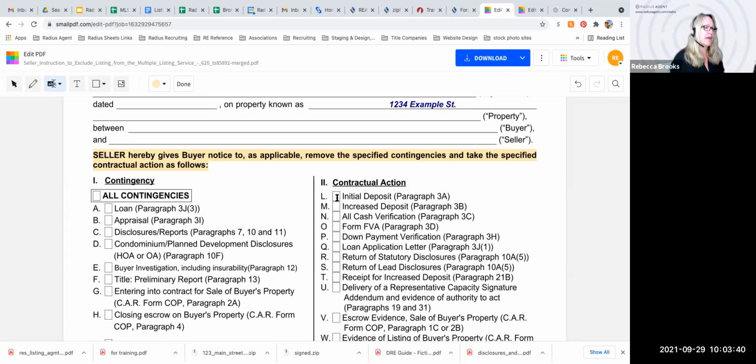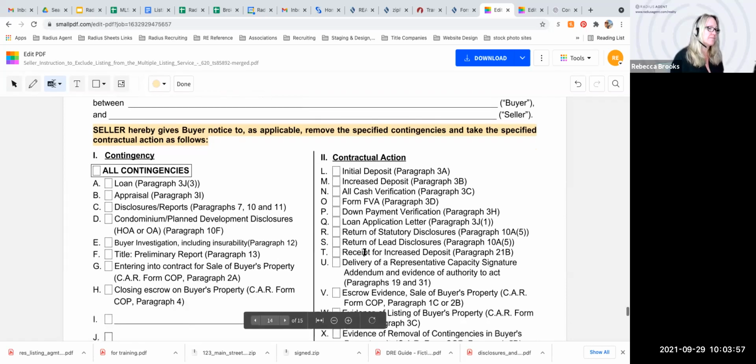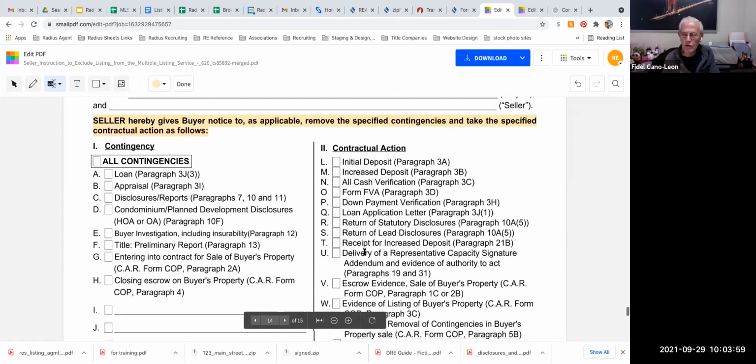So that means that the seller would have to give you this notice to perform. You didn't put your initial contract money in, and if you're still not going to put it in, then the seller can give you a cancellation, right? But just because the buyer didn't put their money into escrow doesn't mean that's a dead contract. It's not.